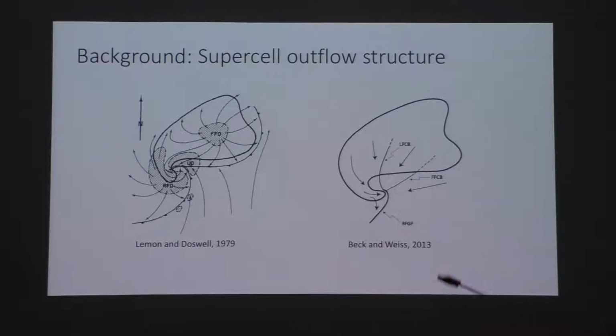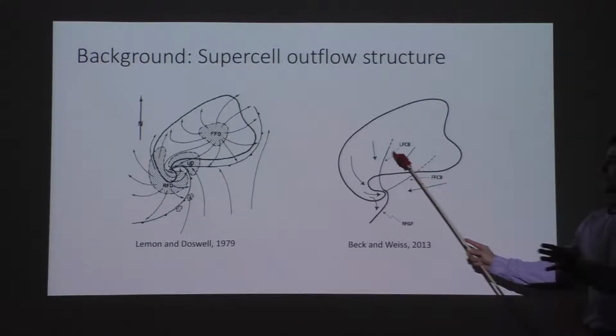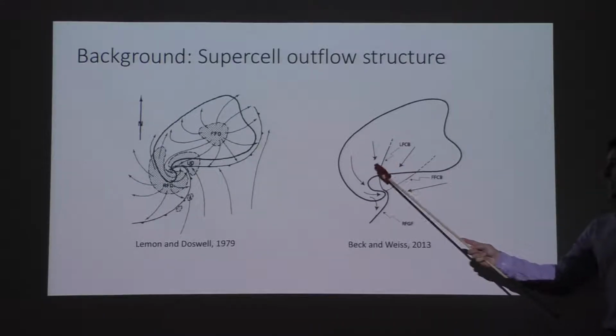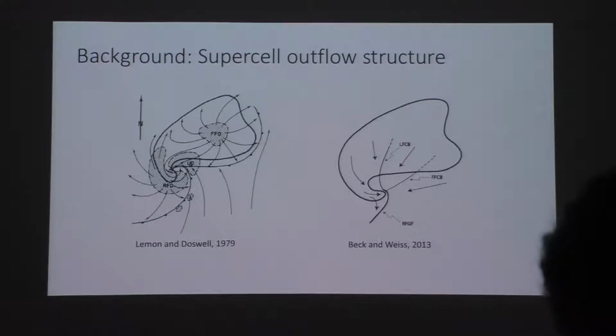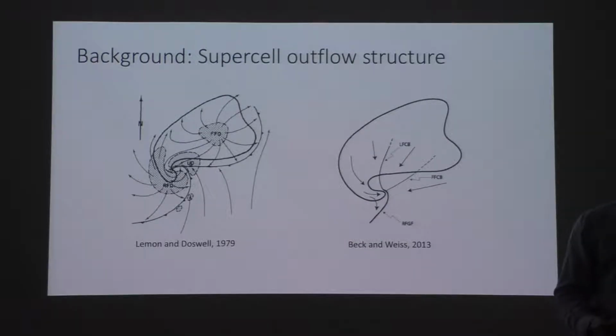In more recent theory, it's been found that there's often two quasi convergence boundaries in the forward flank, and one more robust boundary in the rear flank. This boundary in the rear flank has sharp density gradients across it. However, the left flank boundary and the forward flank boundary have much less sharp gradients in density. And so rather than call them gust fronts, we tend to refer to them as convergence boundaries.